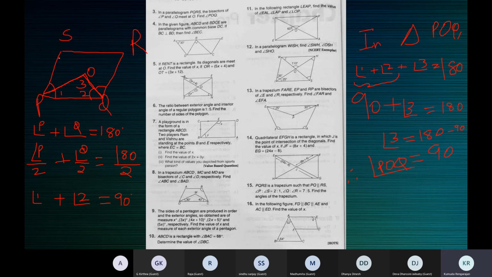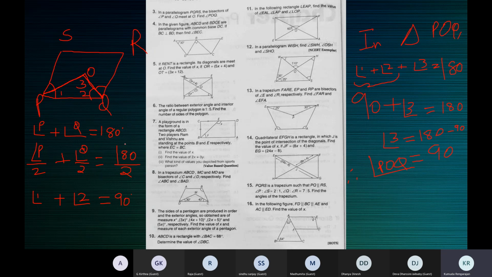Now you shouldn't ask me why you're not writing S plus R is 180. When we write P plus Q is 180, we are relating to the triangle also. If you write S plus R is 180, you're right, but how is that going to help you? So we have to write P plus Q is equal to 180, because adjacent angles are supplementary in a parallelogram.